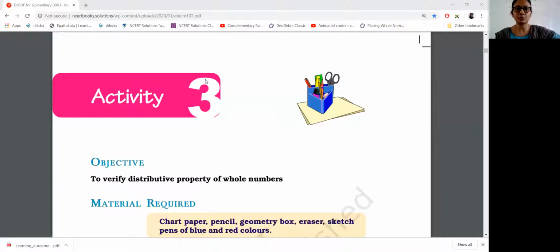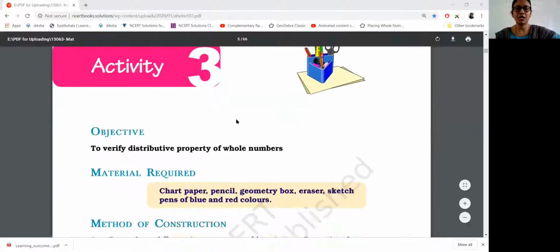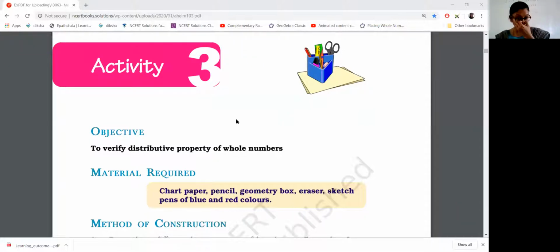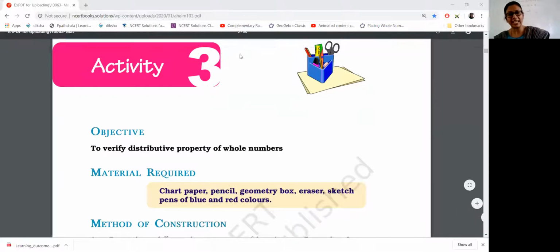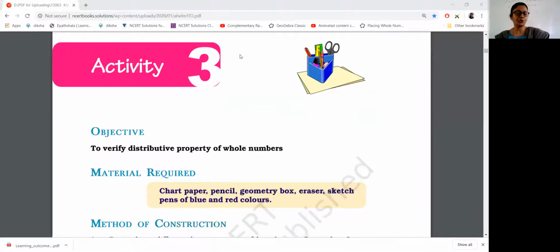Okay, this is the activity 3 that you have to do to verify distributive property of whole numbers. Are you seeing my screen? Yes, ma'am. Okay, thank you. Now mute your audio and video.